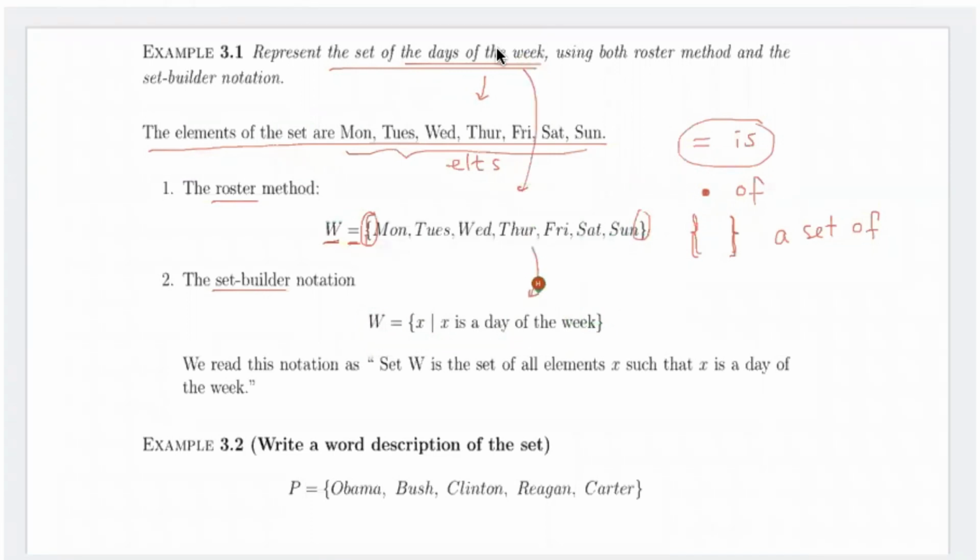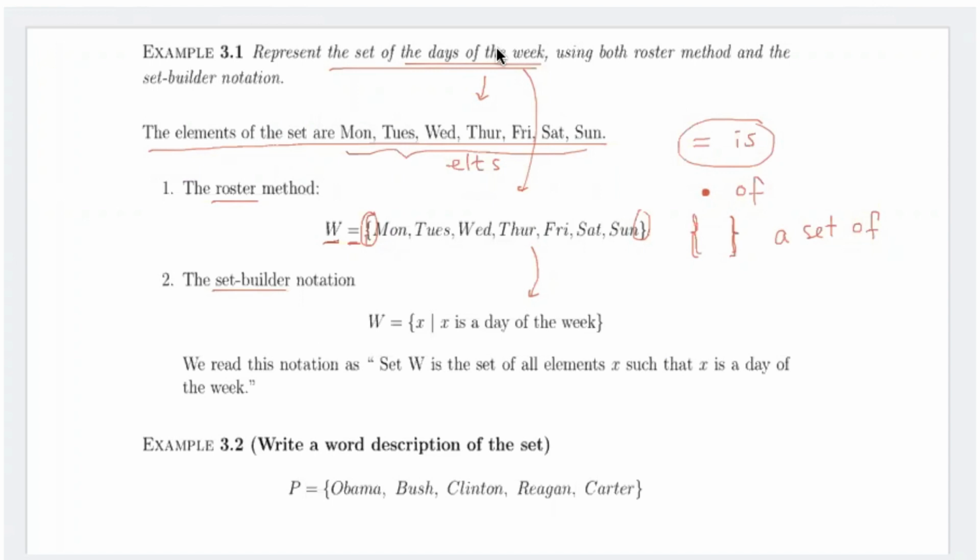So suppose we have a set. Make sure you know how to write it in word description. If it's given in words, make sure you know how to write it in roster method. Roster method is equivalent to set builder notation. And then we have the word description. So we can write it from one to another. Make sure you know how to go from one form of a set to another.